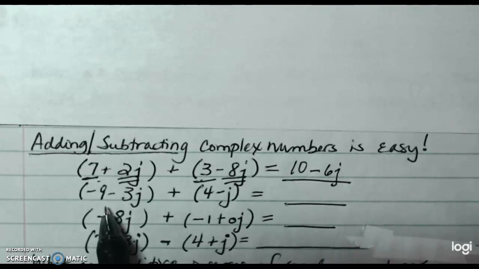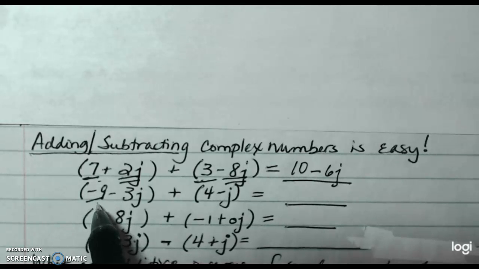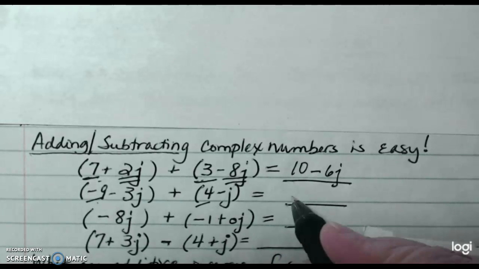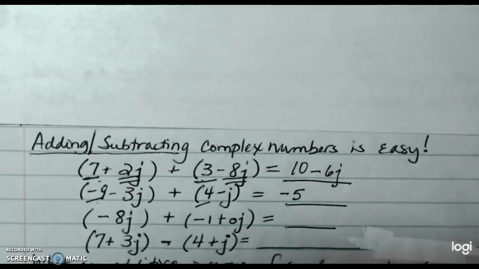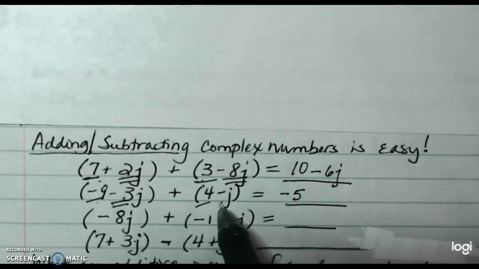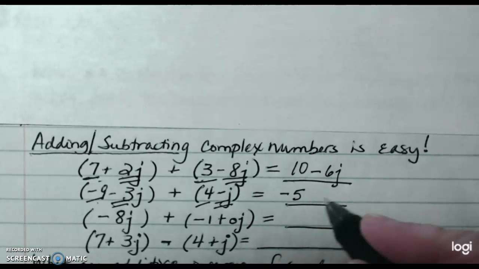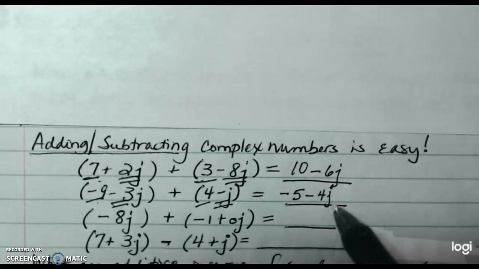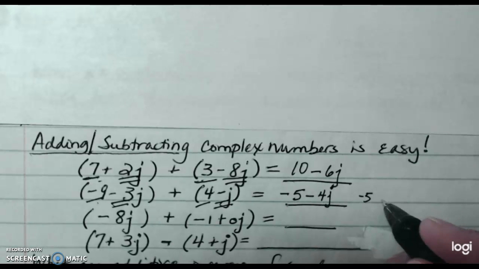Moving on to the next one, we have a real component of negative 9 and 4. That yields a real component of negative 5. We have an imaginary component of negative 3 and negative 1j, so that combines to be negative 4j. It is more traditional to write this as negative 5 minus 4j rather than negative 5 plus negative 4j.